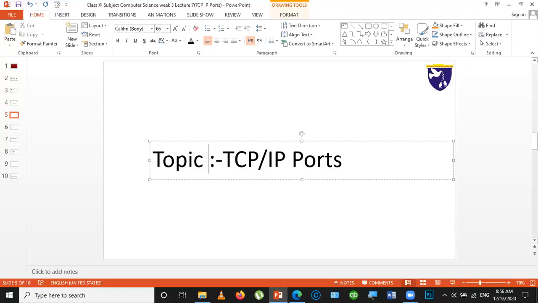Today, our next topic is TCP/IP ports, and in continuation of this topic, we have one more topic, which is TCP/IP applications. So there are 3 topics. The first topic has already been explained to you. Now this is the second topic, which is TCP/IP ports.